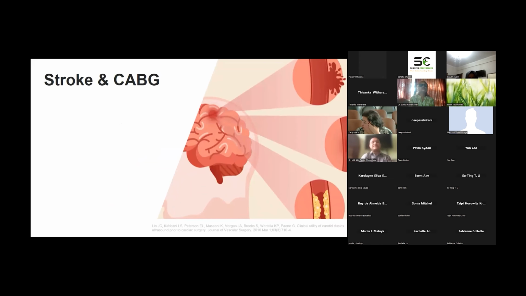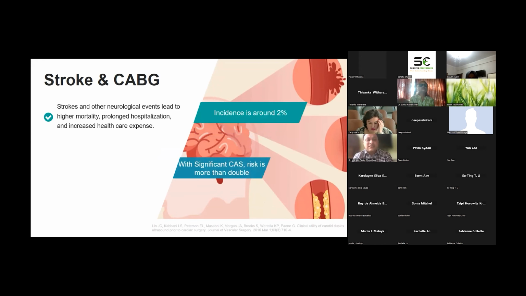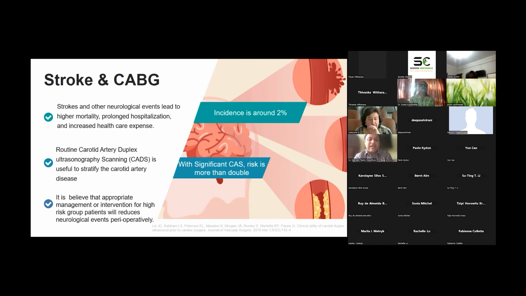So, stroke and CABG. Stroke is a grave complication of CABG. Incidence is around 2% for perioperative stroke. With significant carotid artery stenosis, the risk is more than double. Perioperative strokes and other neurological events lead to higher mortality, prolonged hospitalization, and increased healthcare expenses. Routine carotid artery duplex ultrasonography scanning is useful to stratify the carotid artery disease, and it is believed that appropriate management or intervention for high-risk group patients will reduce the neurological events perioperatively.